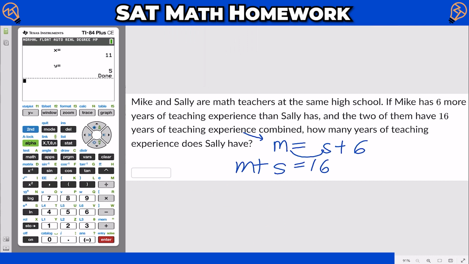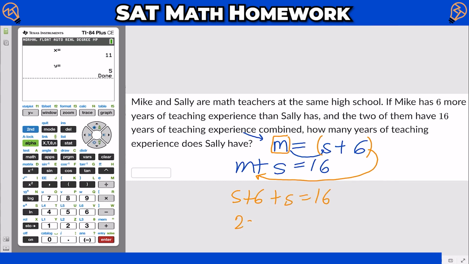And then finally, if instead at the beginning you had decided to take this M value being S plus 6 and substitute it for M, so S plus 6 plus S equals 16, we combine the two S's, subtract the 6 to the other side, and you get S is 5 after you do your division. So any of those three approaches works really well.